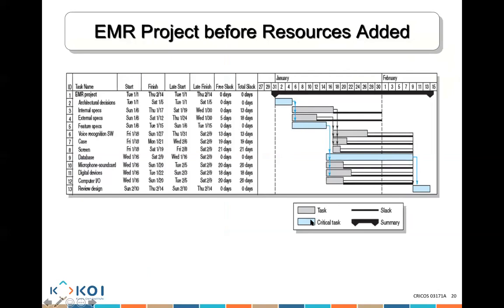So the slack is this one here, this color. The task is this color. This is the slack, how much slack we have. It's highlighting all of that information.